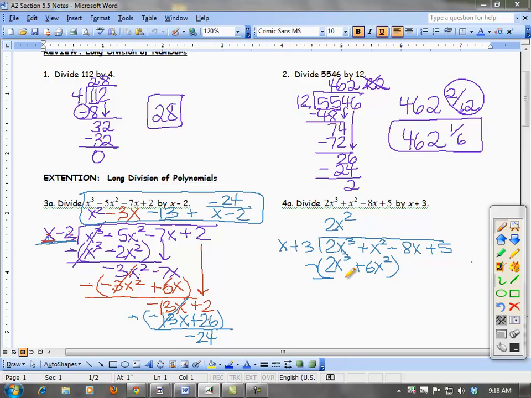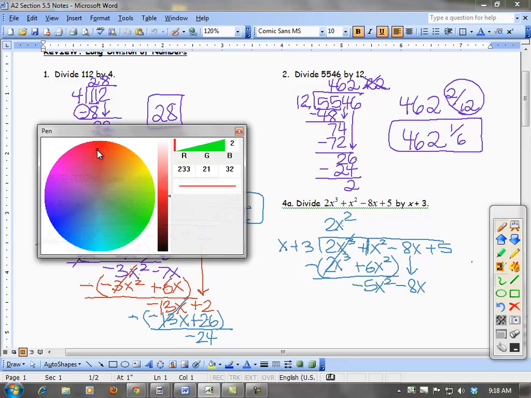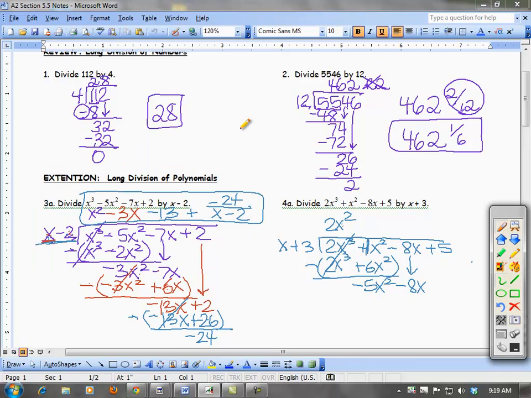And then I subtract. 2x cubed minus 2x cubed is gone. I'm going to throw a 1 in here a second. 1 minus 6 is negative 5 with an x squared. And once I find my remainder, I drop down the negative 8x. Okay, let's change our color again so we can see the next step.